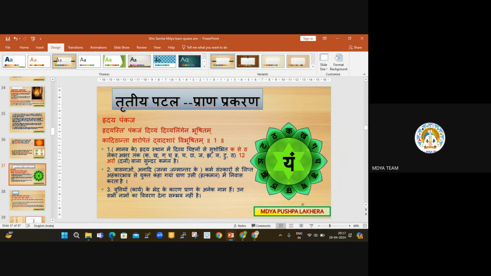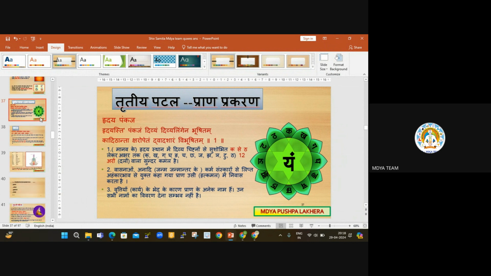The third chapter here is the Tritiya Patal, or Pran Prakaran. Here, Lord Shiva is discussing the heart area: the heart region, how many petals there are, which type of lotus it is, how many letters there are, how it looks, why it is there, and what its importance is. That is also discussed here.